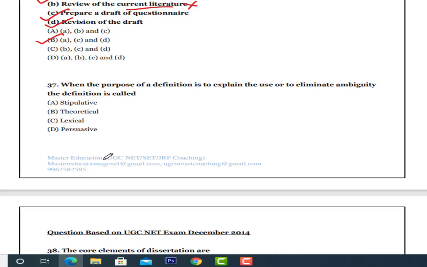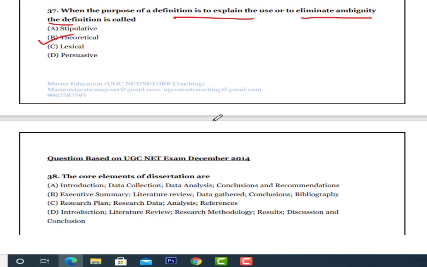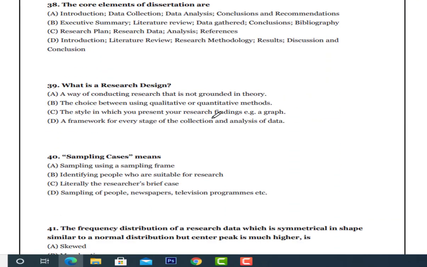When the purpose of a definition is to explain the use or to eliminate ambiguity, the definition is called? So ambiguity means some confusion or some collisions. It will be resolved based on the theoretical. The purpose of the definition is to explain without any confusion. So that is called theoretical. So your theory should be represented without any ambiguity.